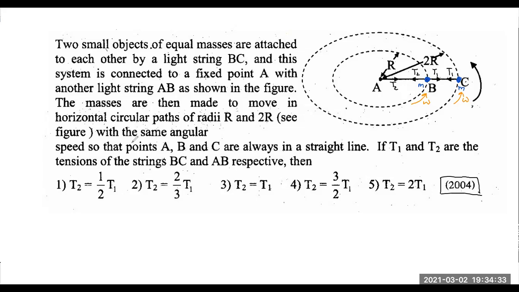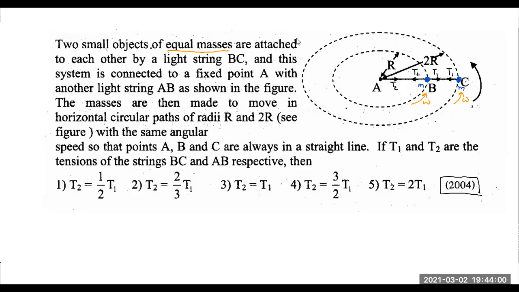If T1 and T2 are the tensions of strings BC and AB respectively, then we need to find out the ratio between T1 and T2. That is going to be your task. In this question, the things we need to consider: now there are two masses, one is at B, one is at C. And the masses are equal according to the question. Therefore, I have marked their masses as M and M. For the mass at B, the radius is R. For the mass at C, the radius is 2R.